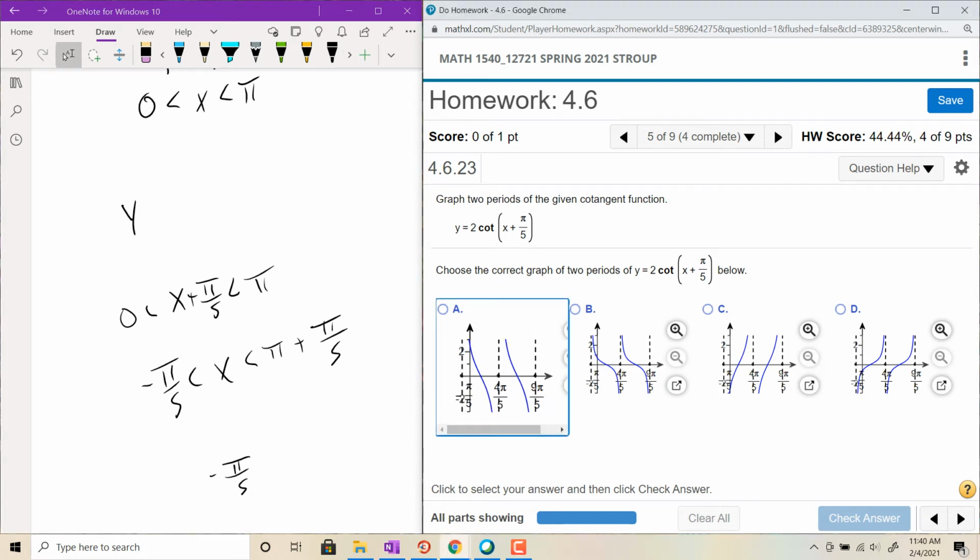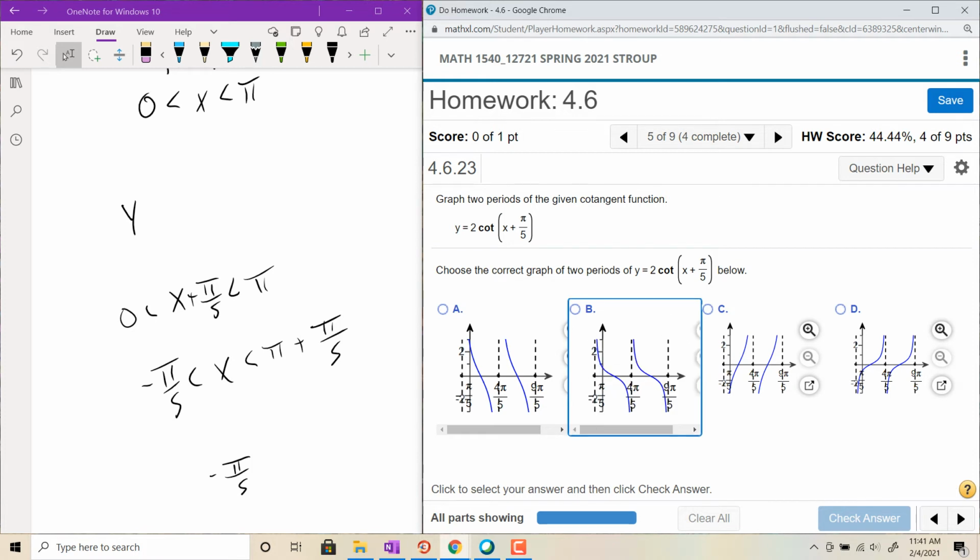I can zoom in. My eyes don't work very well anymore. It has an amplitude of 2, so that kind of looks like it's going through 2. Let's look at this guy. Negative pi over 5. This one looks good. These two are bad. Okay, so it's one or the other. I'm inclined to think it's the first one because the second one looks like it doesn't have an amplitude of 2. Looks like it's below 2 and then it's shooting up. So I'm going to say A.